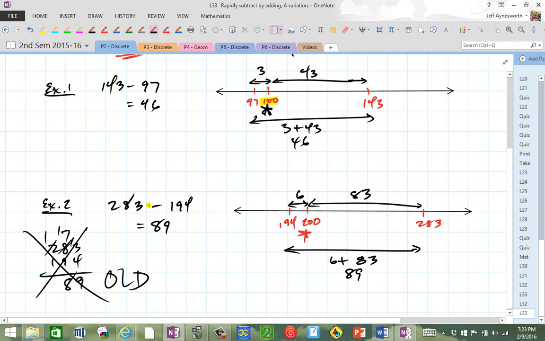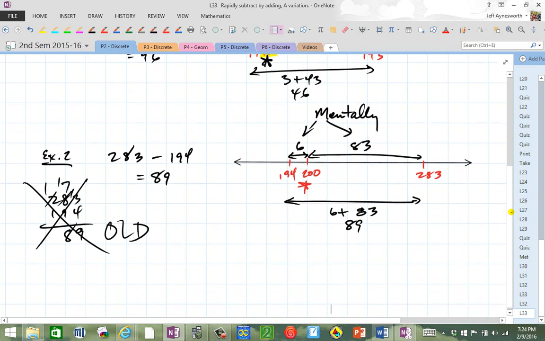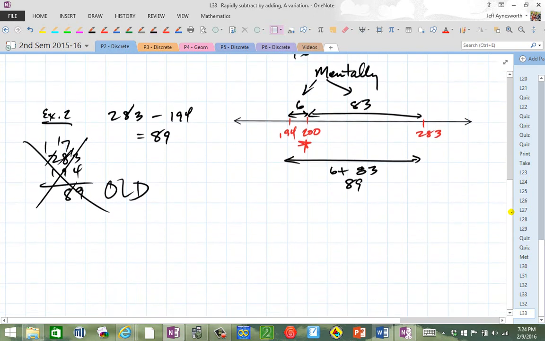So you find some reference point in between, some multiple of 100, and calculate the distances from that point in your head. These are what you do mentally. Okay? And that's important. And adding 6 and 83, well, that should be easy. You're seniors, for God's sake, or if you're not a senior, then you still should be able to do it in high school. All right?